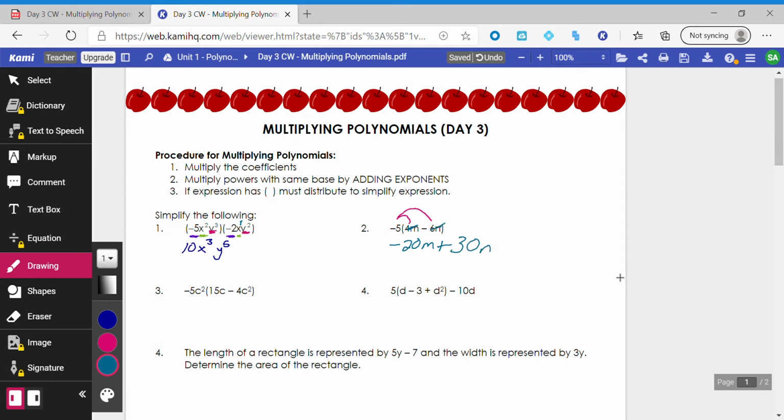So now I multiply the negative 5 times the negative 6n. I check to make sure that there's no like terms that I can combine. I got the letter m, the letter n. So I am done. I can't do anything further than what I have here.